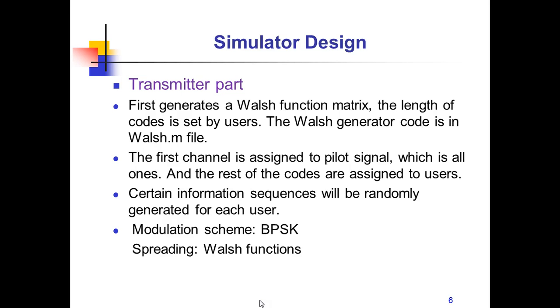Then, again according to the numbers in the first panel, information sequences of each user will be randomly generated. Here we assume that every user wants to send equal length packets. The modulation scheme is BPSK because BPSK can provide the best energy efficiency. Under the constraint of a low power level, an energy efficient modulation scheme can give a lower bit error rate.